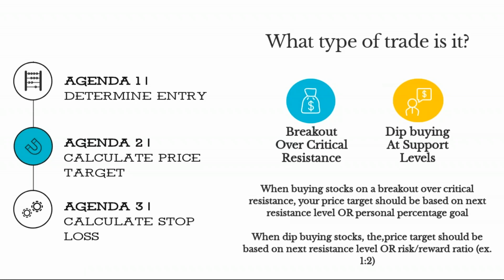So on to the next part of the agenda. The next thing we need to do, and by the way, agenda 2 and 3, calculating price targets and calculating stop losses can go hand in hand. It's not like that's a set order. Once you get past determining the entry levels, these two are interchangeable. Not one does have to go in front of the other.